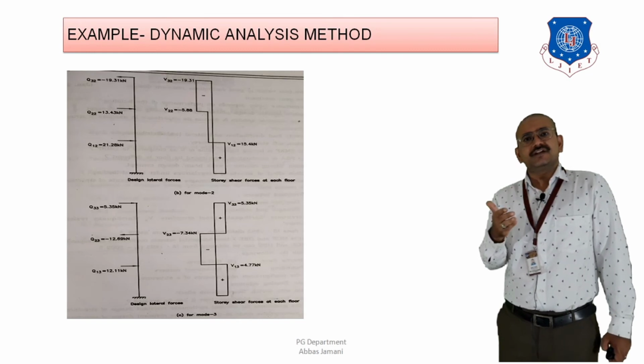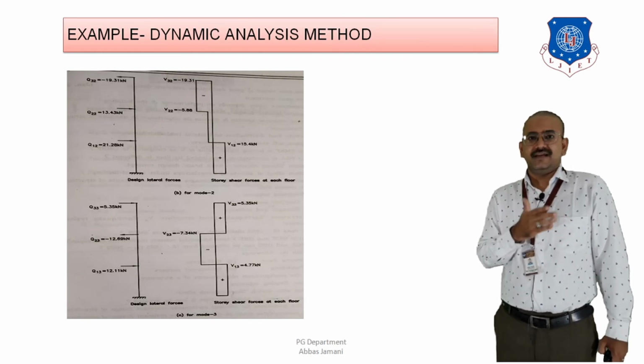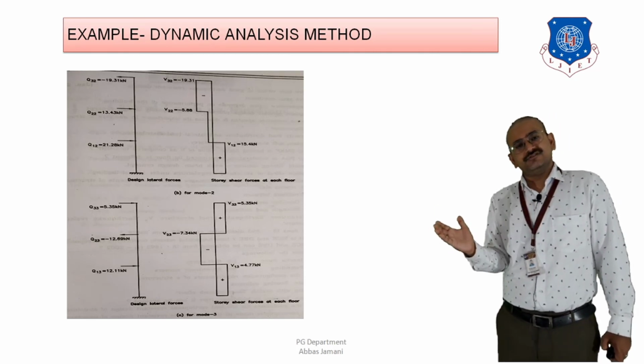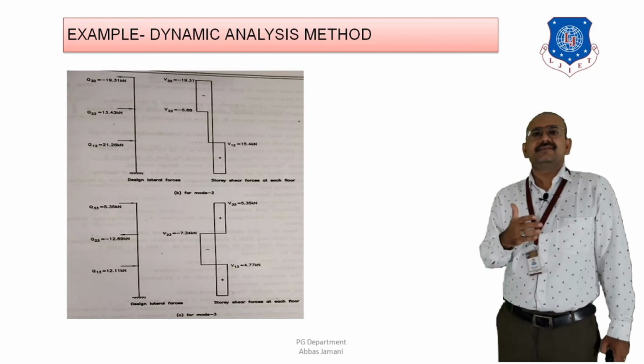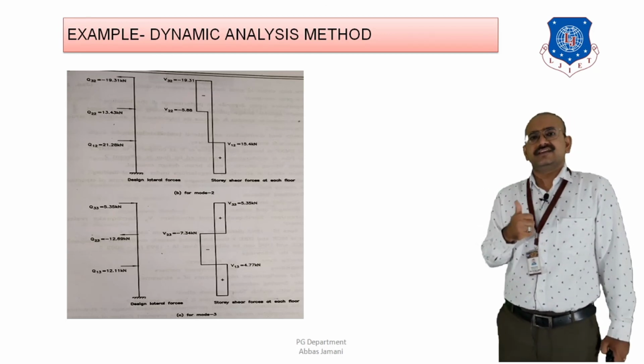Now after this, what has to be done is that you need to calculate the values for combined mode shapes, that is story shear for combined mode shapes and lateral forces for combined mode shapes, and that can be done by the SRSS method or the CQC method, which we will be seeing in the next class.